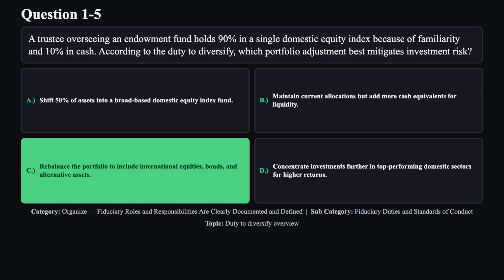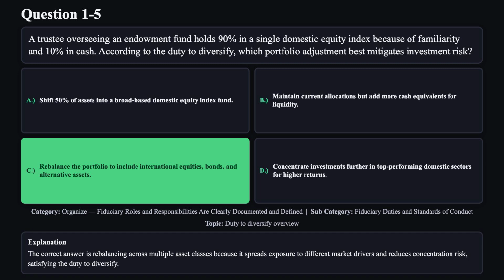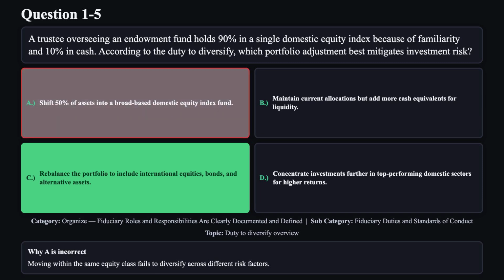The correct answer is C. The correct answer is rebalancing across multiple asset classes because it spreads exposure to different market drivers and reduces concentration risk, satisfying the duty to diversify. Reason A is not correct. Moving within the same equity class fails to diversify across different risk factors.